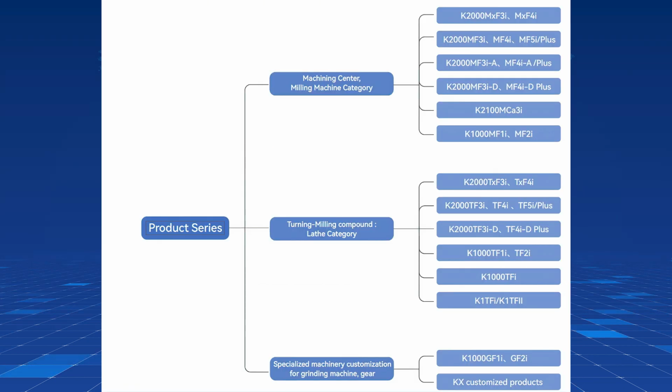Product series. The KND product series is mainly divided into machining center, milling machine category, turning milling compound lathe category, and specialized machinery customization for a grinding machine, gear, as shown in the picture.